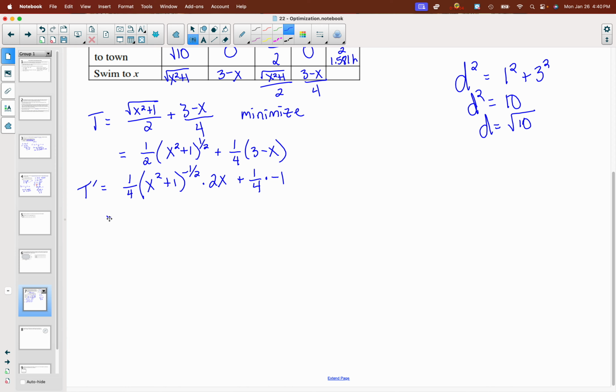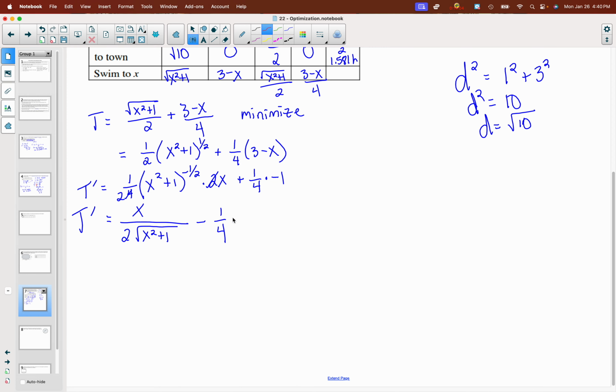Okay, so let's clean this up a little bit. So we've got this 2 cancels a little here, leaves a 2. I've got x over 2 root x squared plus 1 minus 1/4. Okay, so that's t prime. I'm going to be setting this equal to 0, so I would like to actually create a single fraction with this. So I'm going to find a common denominator.